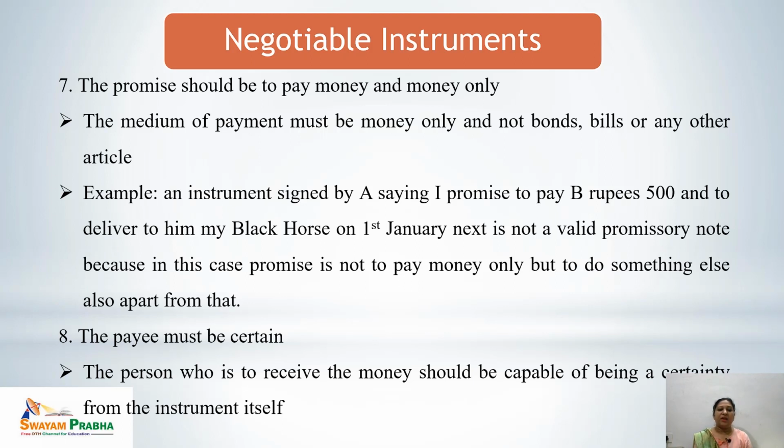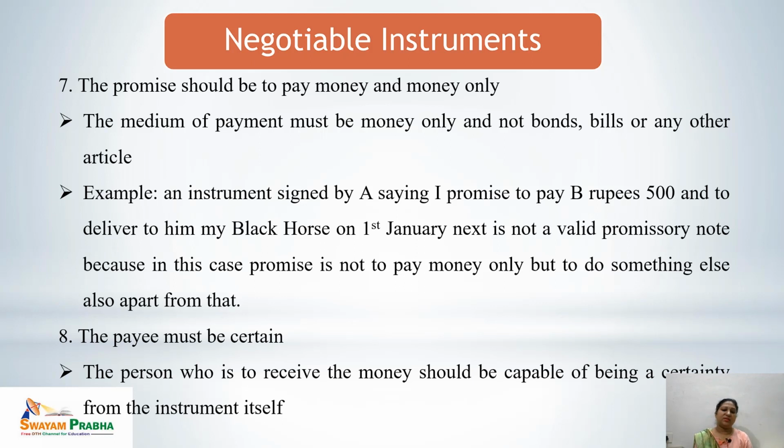Let's see the example. An instrument signed by A saying, I promise to pay rupees 500 and to deliver to him my black horse on 1st January. So this is not a valid promissory note, because in this case the promise is not to pay money only but to do something else also apart from that. Here one party is saying that he will give rupees 500 as well as the black horse. So there is something else involved except the money in the agreement, and this something else will make the promissory note invalid. That means the promise should be to pay money and nothing else.